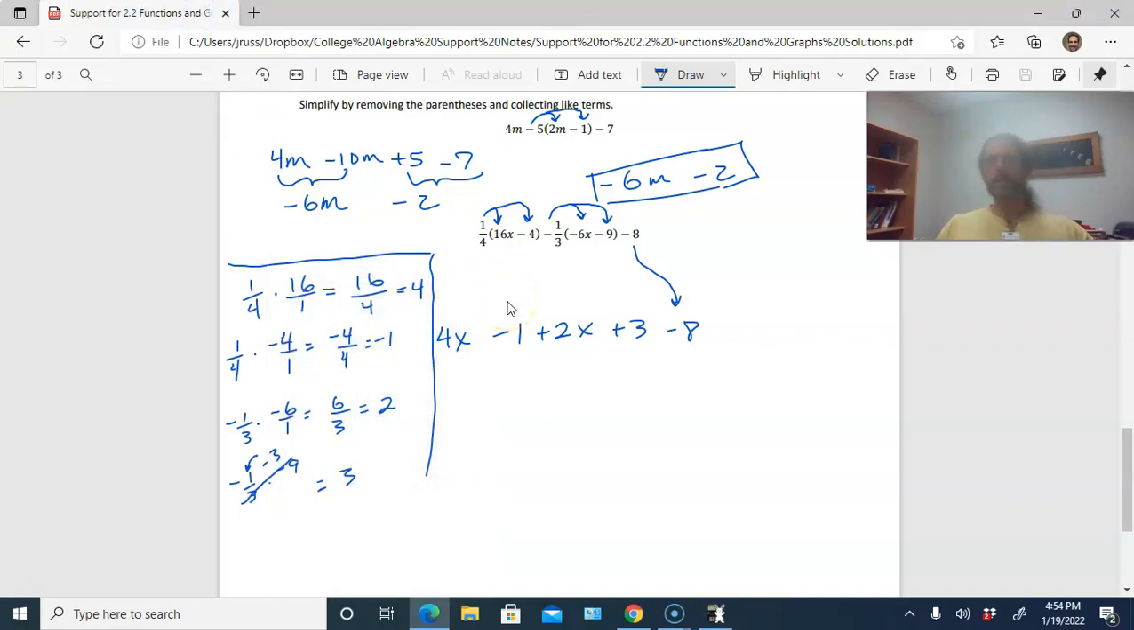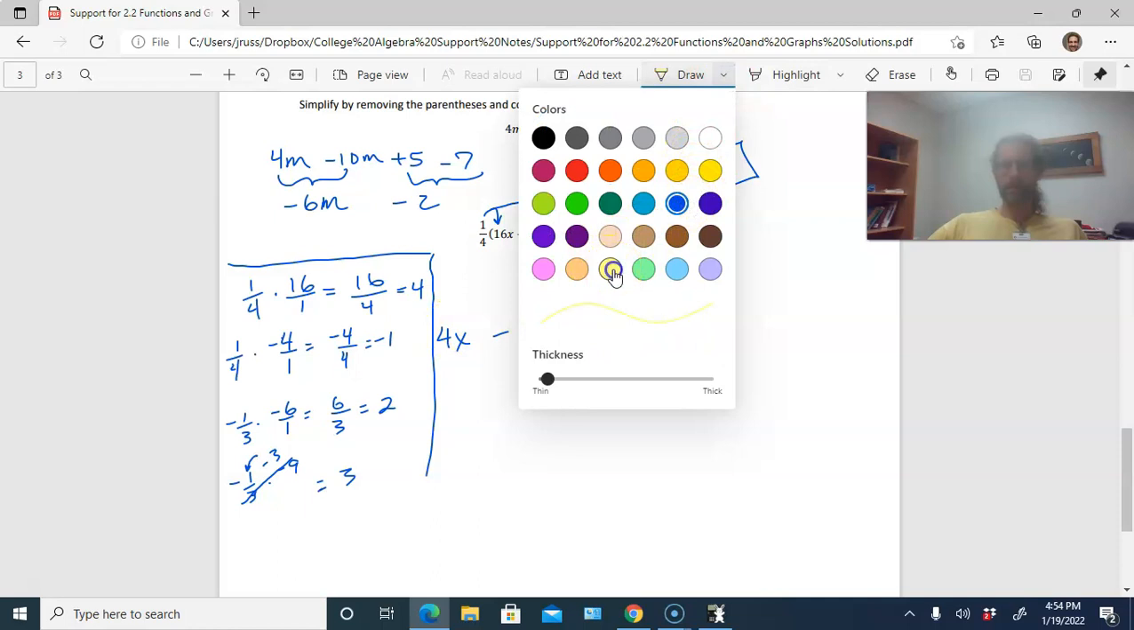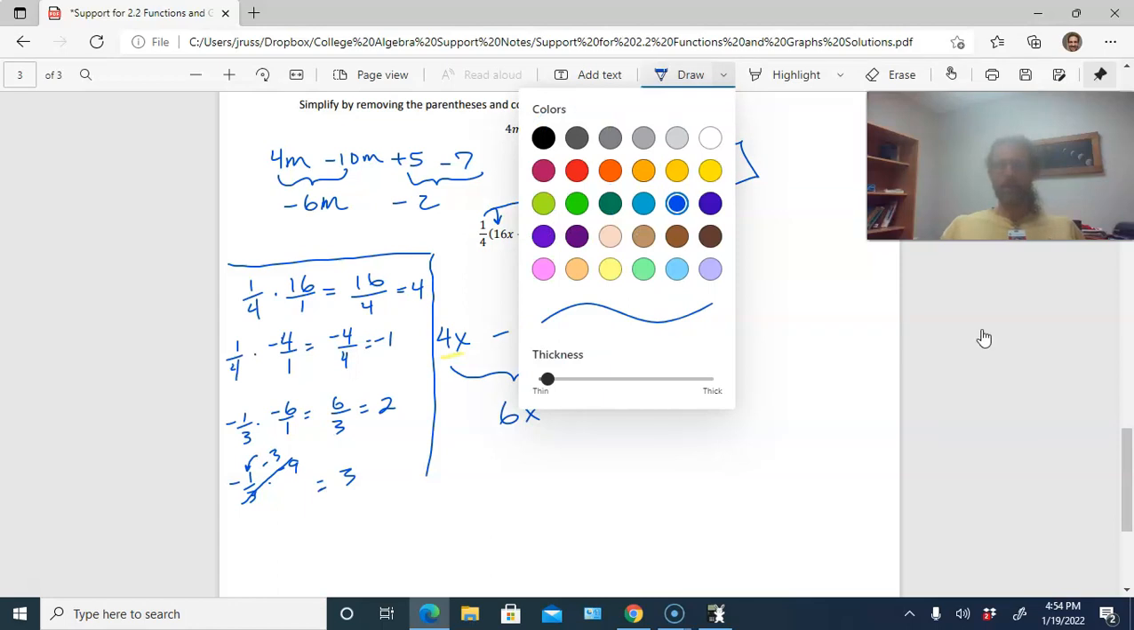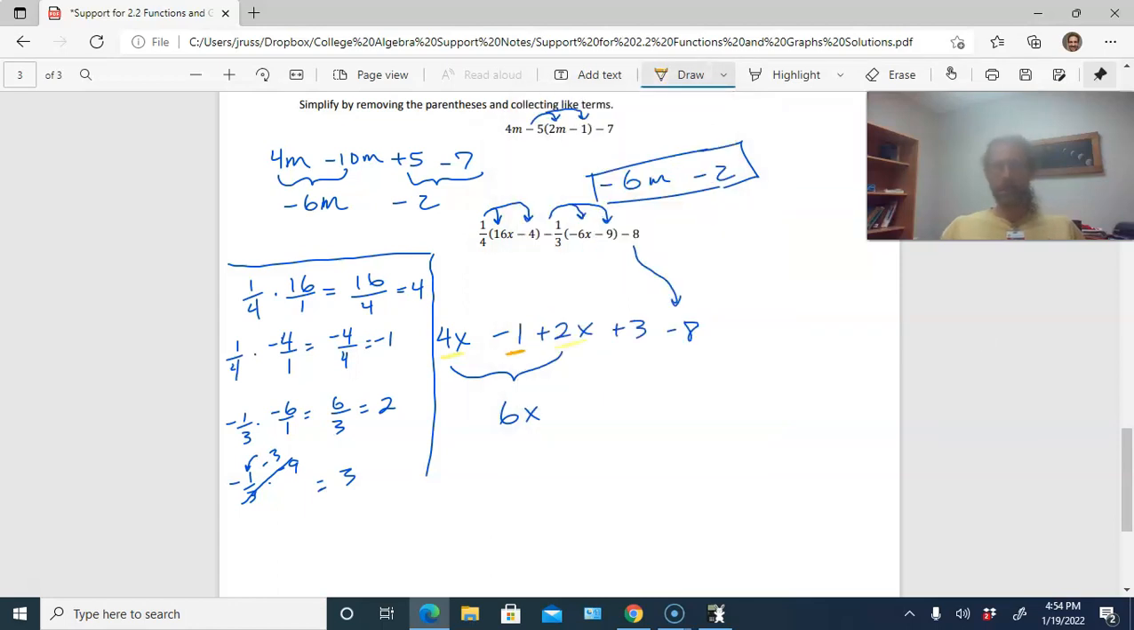Alright, well in any case, we have distributed those two fractions. We no longer have parentheses. So now what we're looking to do is combine any like terms that we have. So it looks like I see a couple x terms, which I'll highlight, that we can combine. A 4x and a 2x, they're both positives. So that's going to give us 6x. And then lastly, guys, it looks like we have several constants. We've got a negative 1, positive 3, and a negative 8.